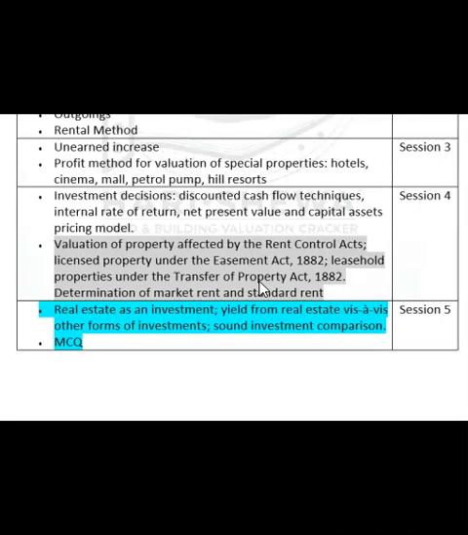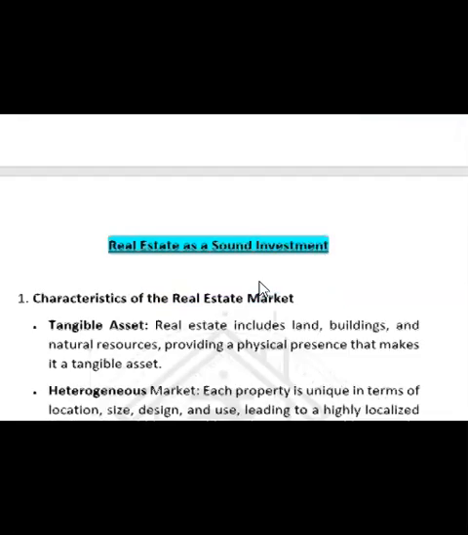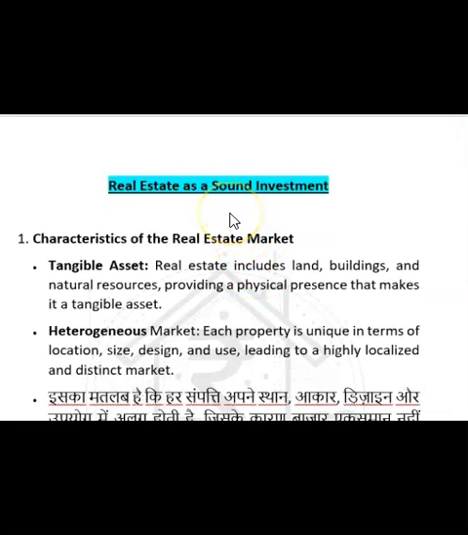Now let us start real estate as a sound investment. Apart from this, we have learned characteristics of the real estate market, drawbacks and benefits of the real estate market, and valuation of real estate. Please refer to my earlier videos so that understanding will be easy. However, part of the earlier video I am repeating here again because it is an important subtopic.